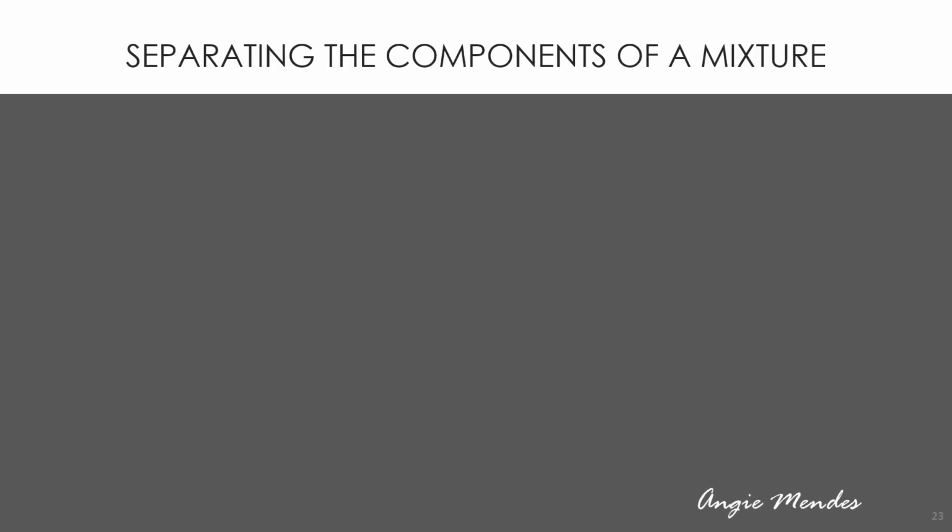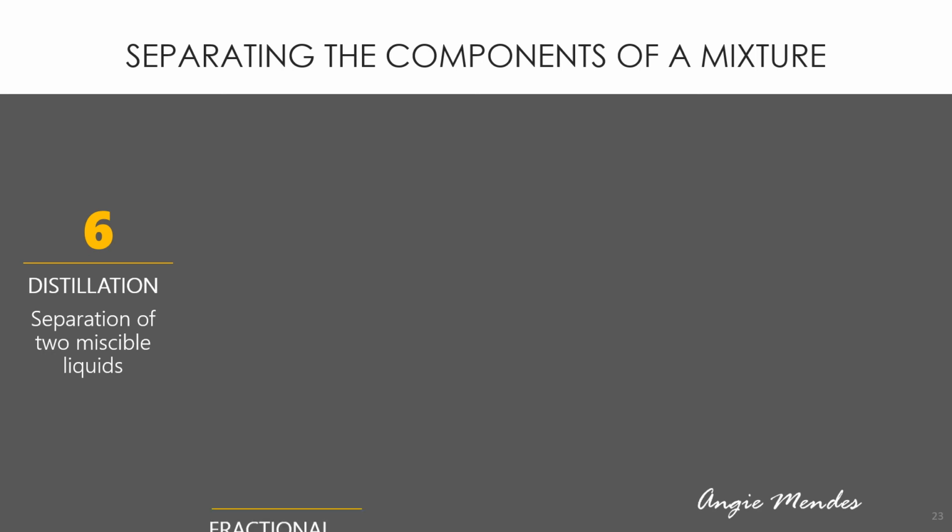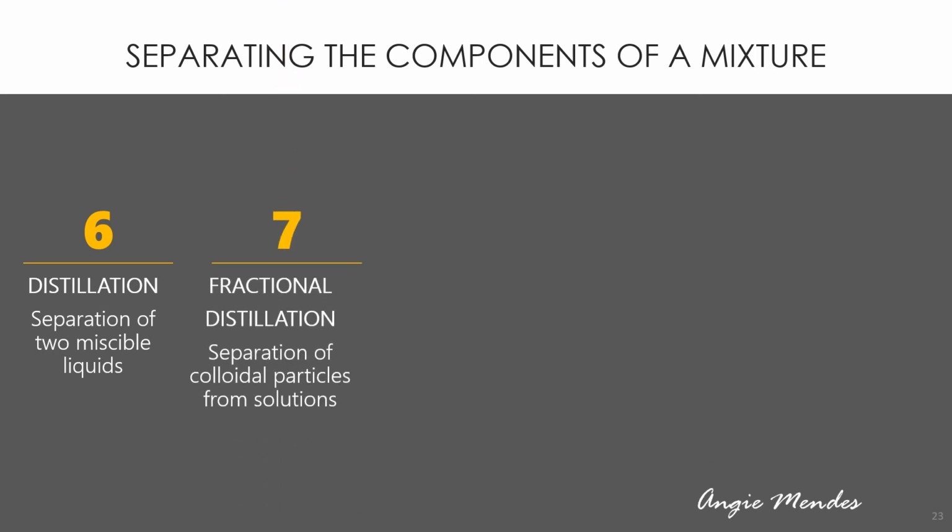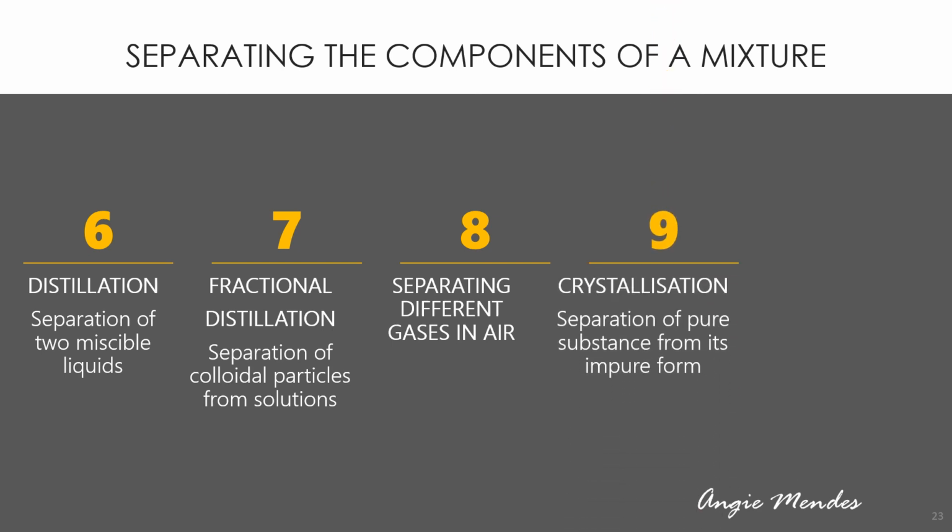Examples of a few more methods would include distillation, which is used in the separation of two miscible liquids. Fractional distillation, which is used in the separation of colloidal particles from solutions. We can also separate the different gases present in air. Crystallization is used in the separation of pure substances from their impure form. And we can also separate the components of a mixture by the process of purification.